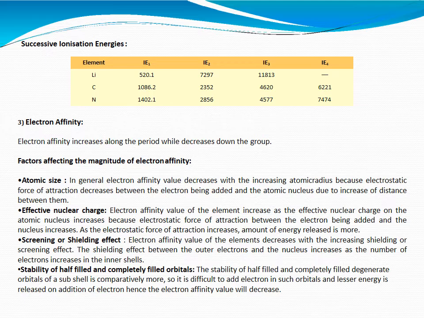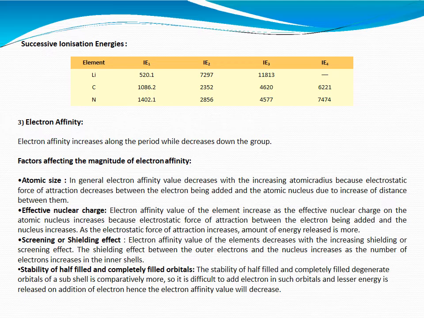For carbon, 1s2, 2s2, 2p2. So the first and second electrons are removed, but at the third electron IE3 is much more than IE1 or IE2. In nitrogen, 1s2, 2s2, 2p3, the ionization energy is seen as follows.